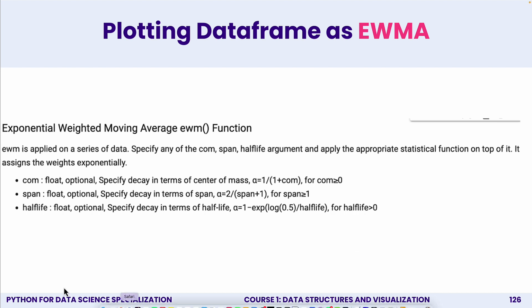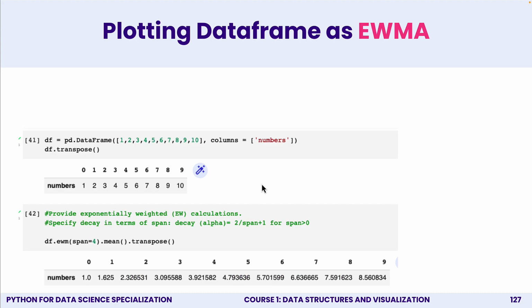And here we have 3 types: com, span, and half-life. These different types depend on how the value of alpha is calculated. Okay. We have already finished now.